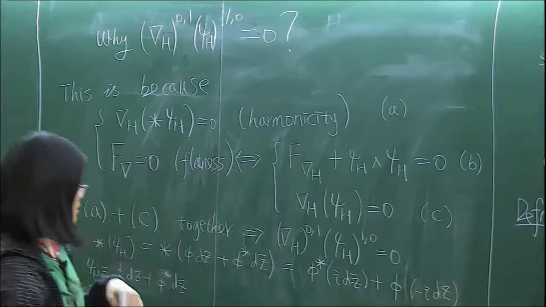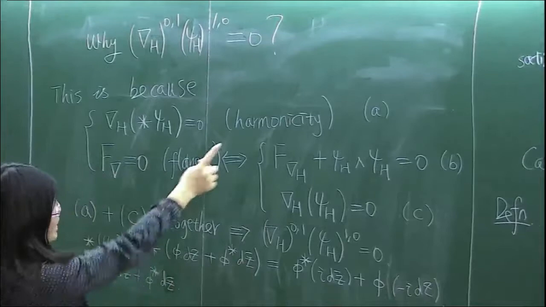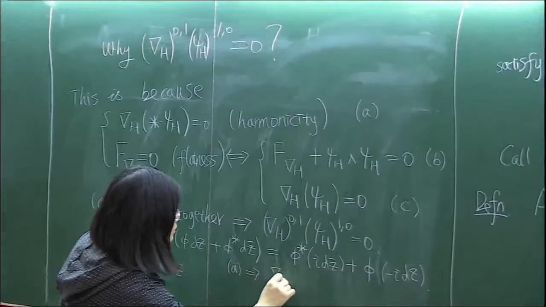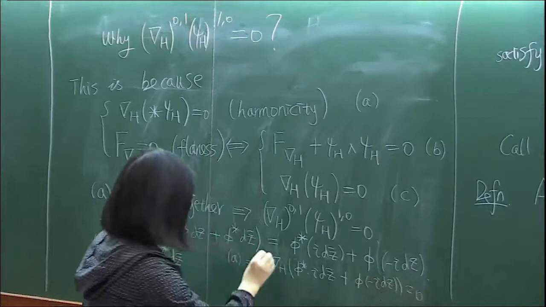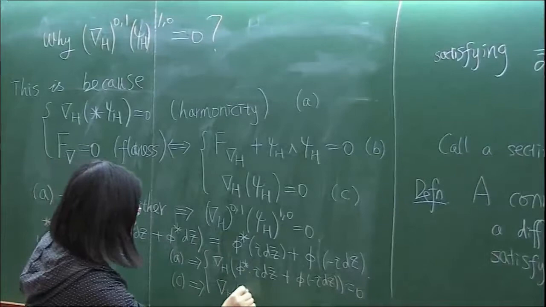So we can rewrite our A. So equation A implies the Laplace H on this phi star times I dz bar plus phi times minus I dz equal to zero. And then C gives us the Laplace H of phi dz plus phi star dz bar equal to zero.